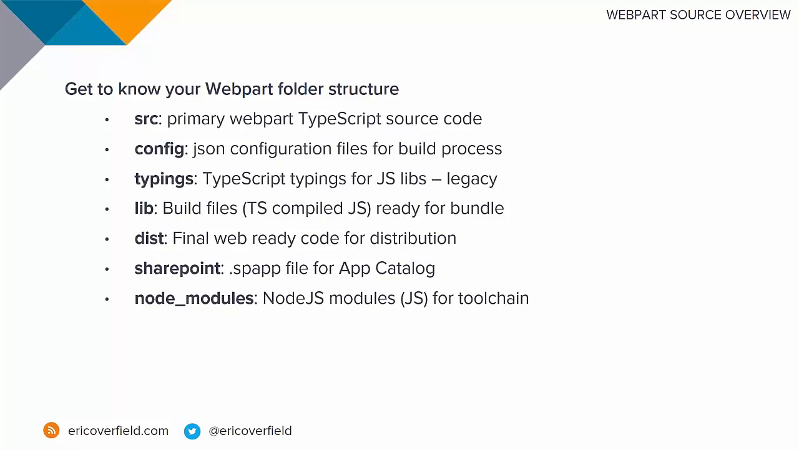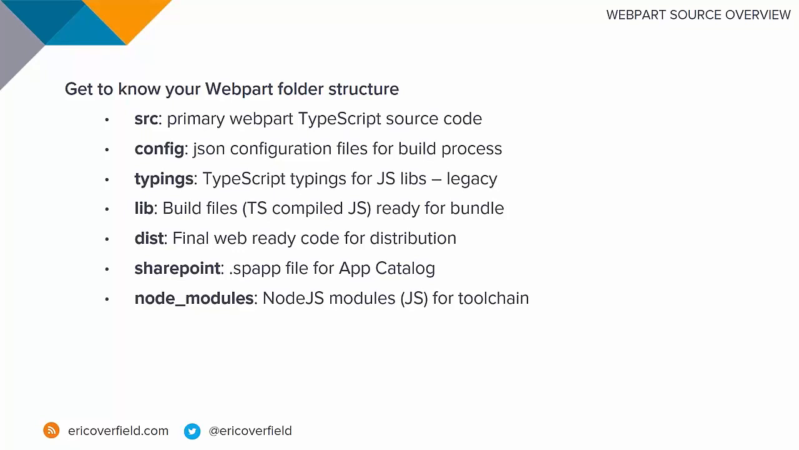There's a typings folder. TypeScript itself is a typed language, and it needs to know the type of variables you could have in all your JavaScript. In order to do that, it uses something called typings. That has been moved, in the general availability code drop of the SharePoint Framework, to be part of NPM now, in your node modules folder. So the typings folder is there, but you're not really going to use it, or you shouldn't need it. It's really there for legacy.